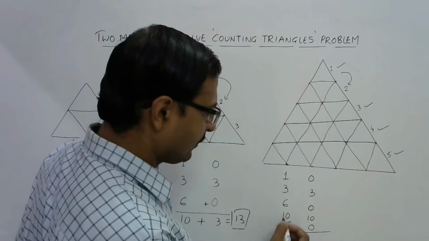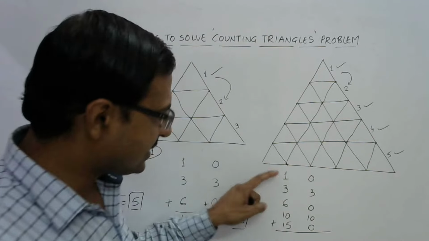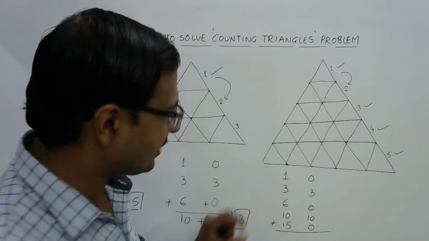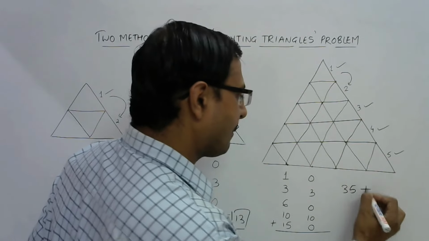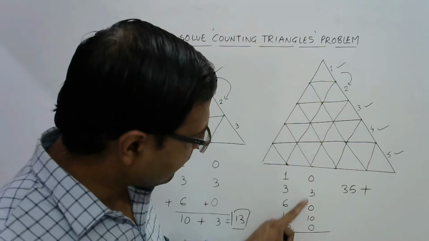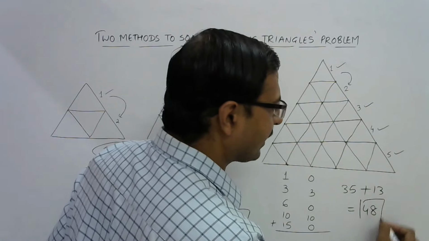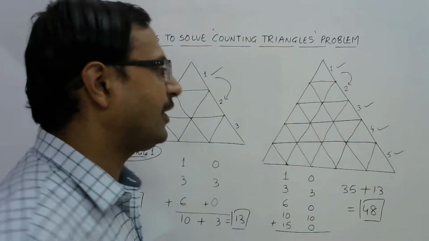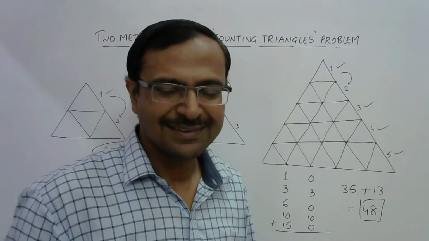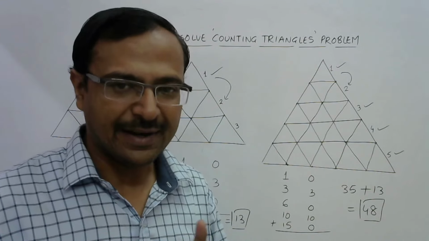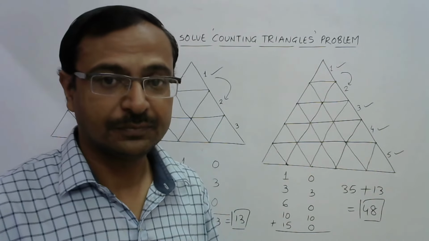Now add the sum of all these numbers: 15 plus 10, 25 plus 10, 35, and the sum of all these numbers, 10 plus 3, 13, will give you your final answer: 48 triangles in this figure. Isn't that amazing? A small method, and you know how many triangles are there in this figure.